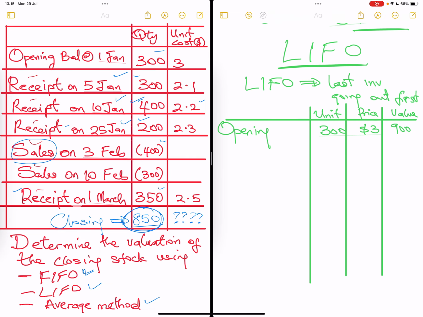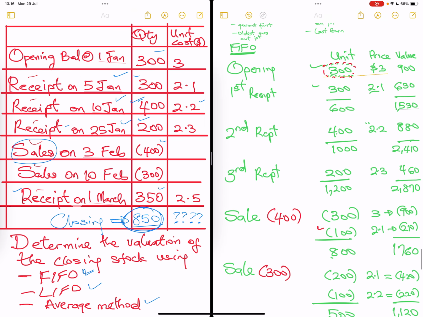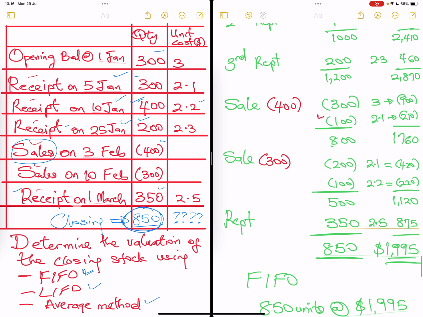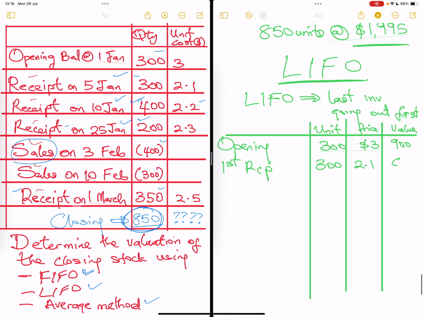After opening, a series of activities happened. The first one is the first receipt. And our first receipt on the 5th of January, we bought 300 units at 2.1, and that gives us 630. So we close that, 600 units and 1530.